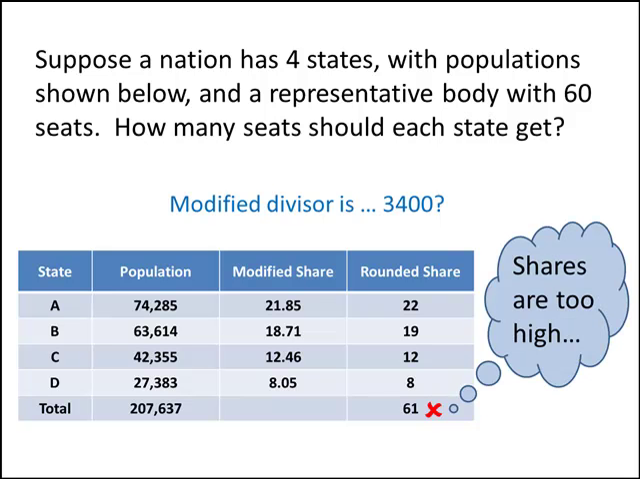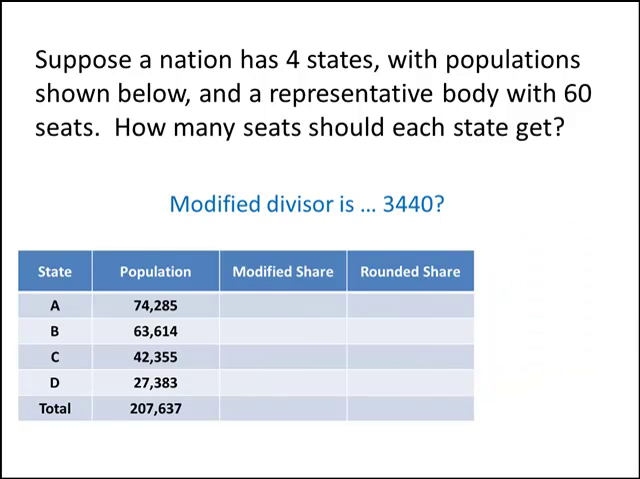That's too many. That means our shares are too high, so we can make them smaller by making the divisor larger. If we divide by a larger number, we get smaller answers. But we already know that 3460 is too big, and 3400 is too small, so we know we're looking for a number that's somewhere in between 3400 and 3460. Let's try 3440. Again, we'll take a population of state A divided by that new divisor. That gives us 21.59, which gets rounded up to 22. Do that for all of the states, and when we do that and round the shares and add them up, we get the 60 seats that we're looking for.